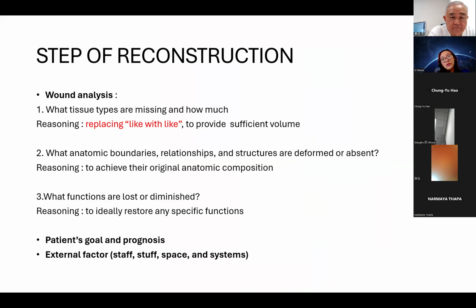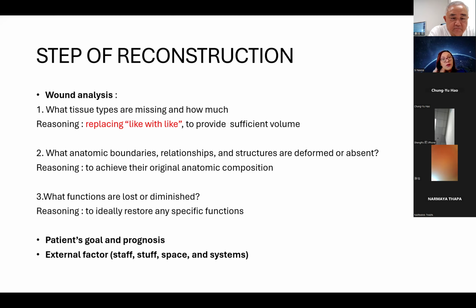And then we also need to know the anatomic boundaries. For example, if we have a defect in the nose and the cheek, our reconstruction should also define where the boundary is between the nose and the cheek. You don't want a reconstructive surgeon who reconstructs your defect and just puts in a flap which is completely flat, with no boundary between the cheek and the nose, for example. We also need to know what function was lost or diminished from the ablative surgery, and we're trying to restore that.